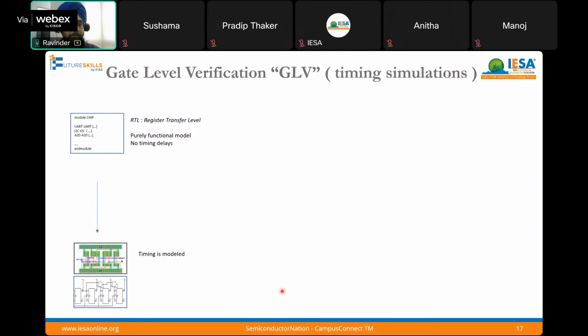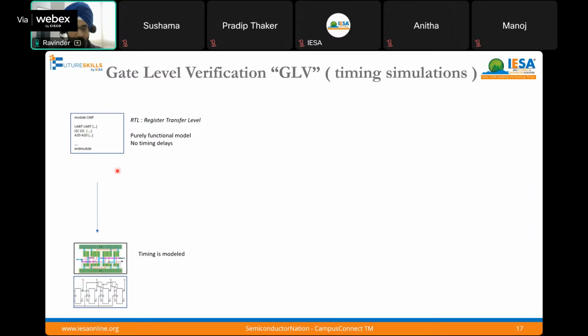Gate level verification. So what is it? If you see on the left side, we have RTL verification, which is the RTL level abstraction of the chip. It is purely a functional model, which means that it does not model any timing delays. In other words, it does not model things to the level of gates and flip-flops; it's a high-level description with no concept of timing delays.